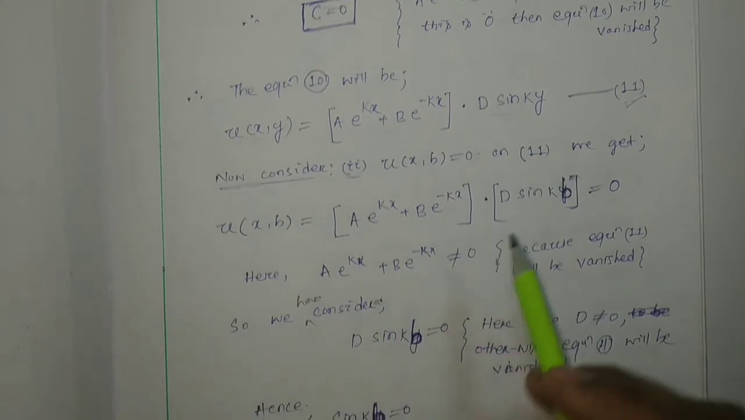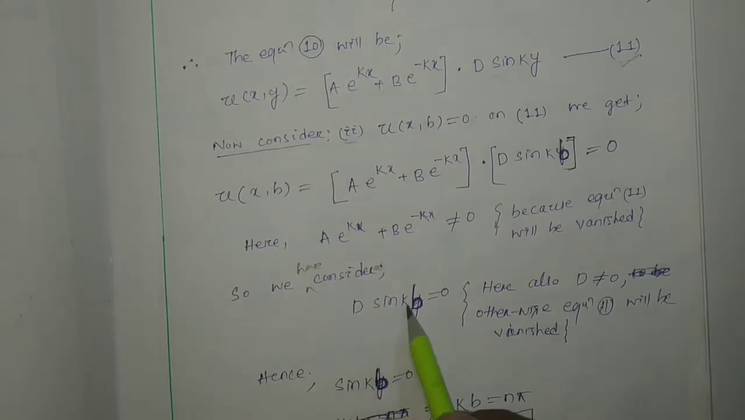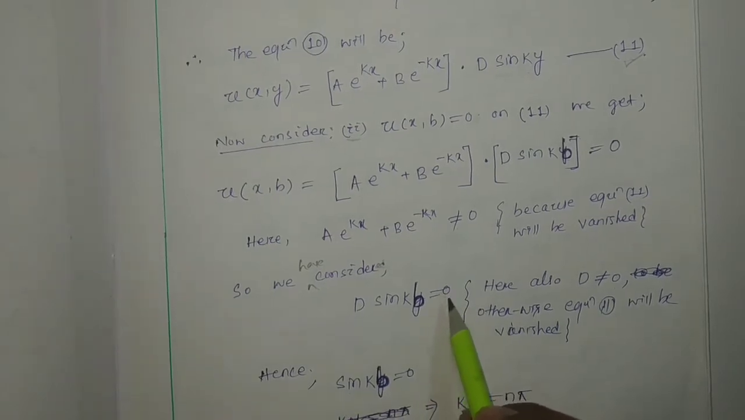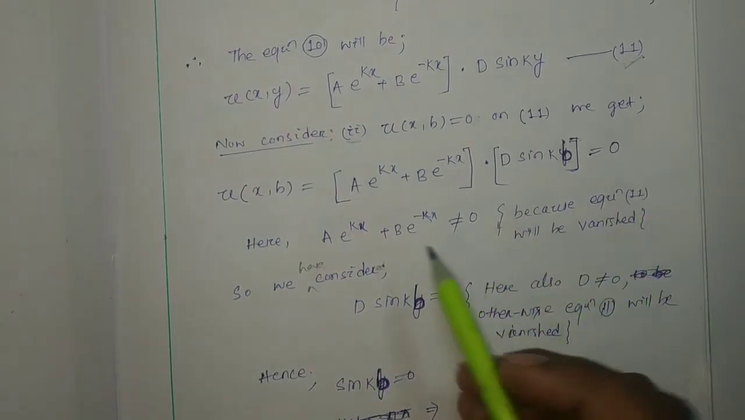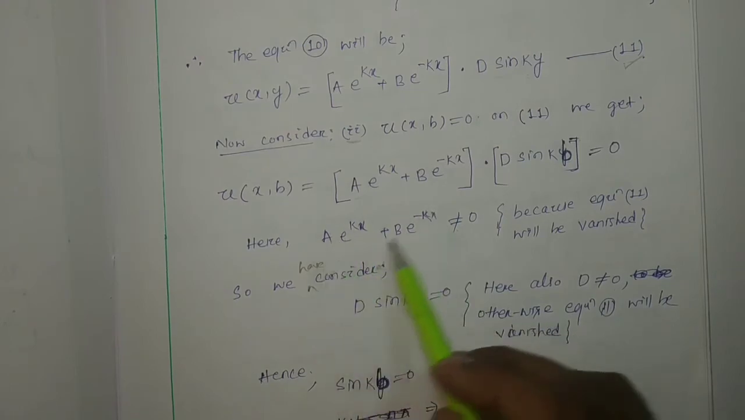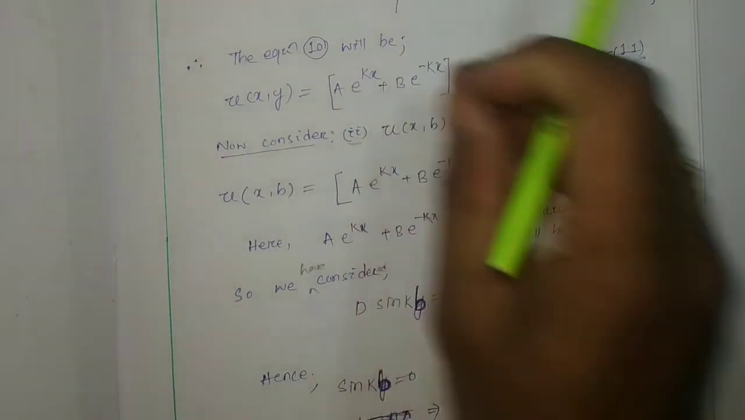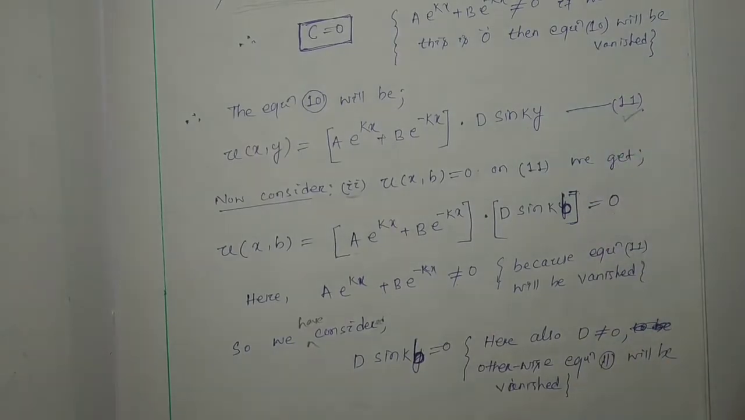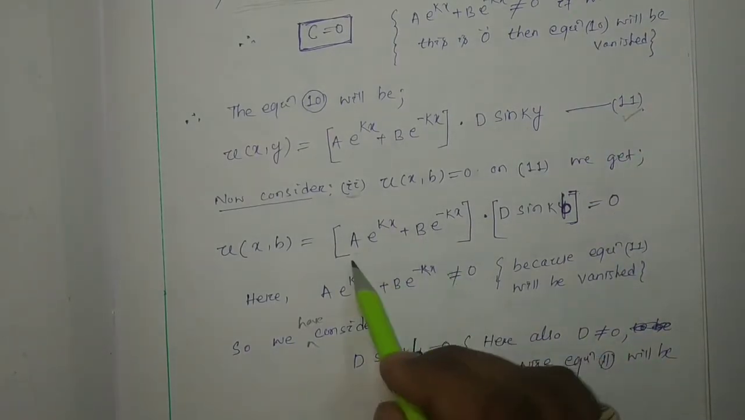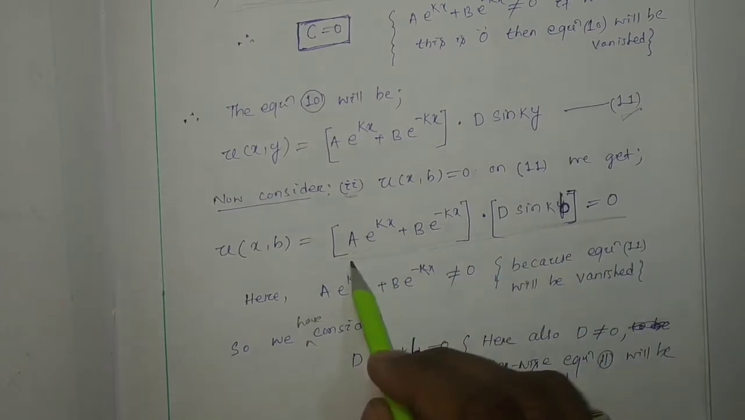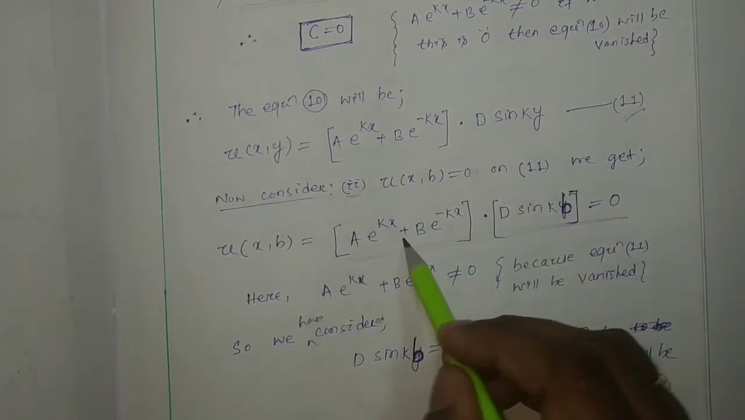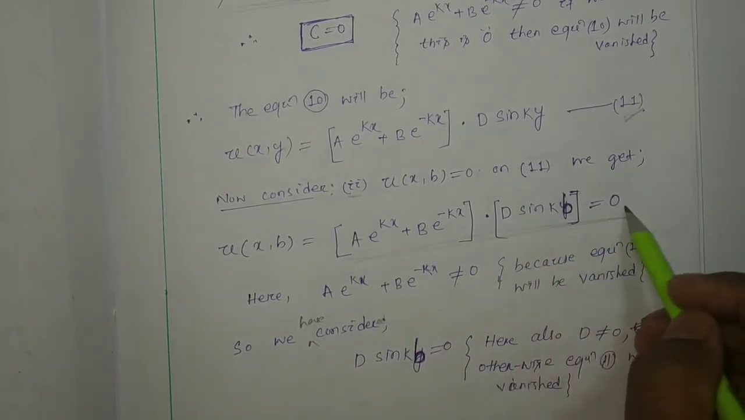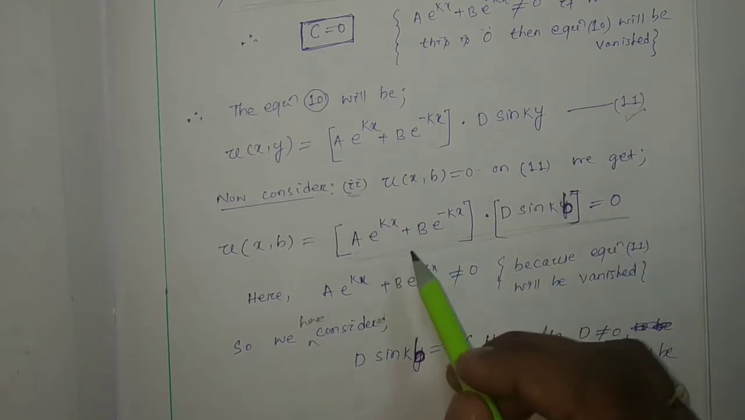Hence d sin kb equal to 0. Or you can consider in this way that if this is considered as 0, if I put 0 over here, then equation number 11 is going to vanish. So to satisfy this equation, we can consider this will be 0 or this will be 0, but this could not be considered as 0.